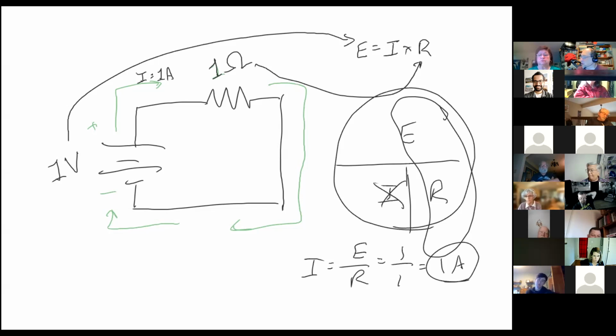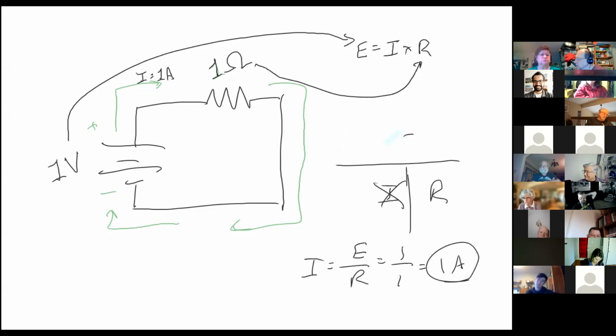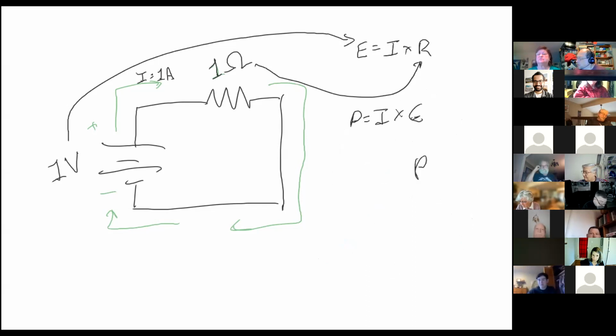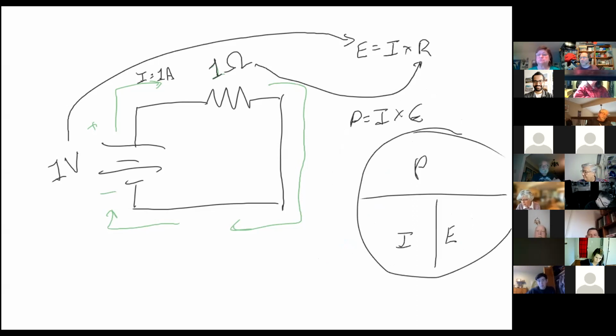We're going to take these new values and plug them into the other equation of Ohm's law. What was that other equation, everybody? P equals I times E. Everybody likes pie, right? Everybody likes to eat pie. So we're going to actually use that to draw this pie. So right there's our pie.